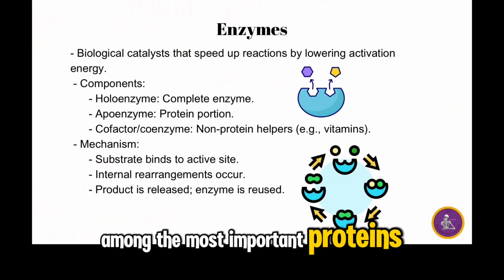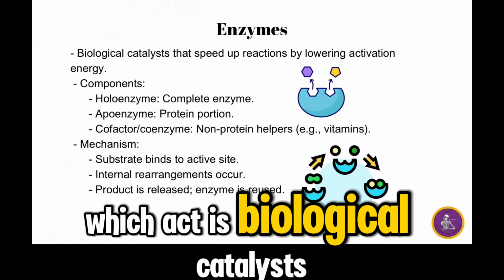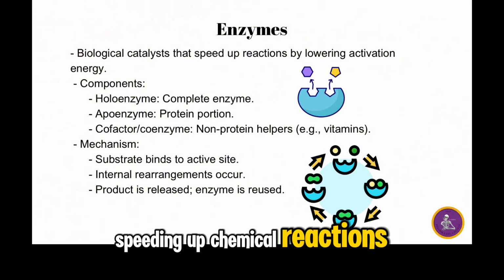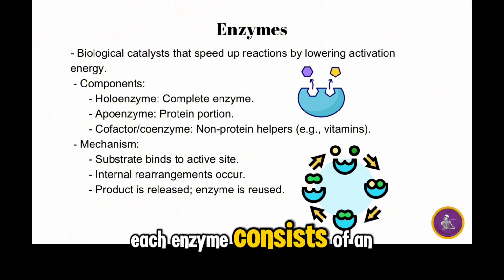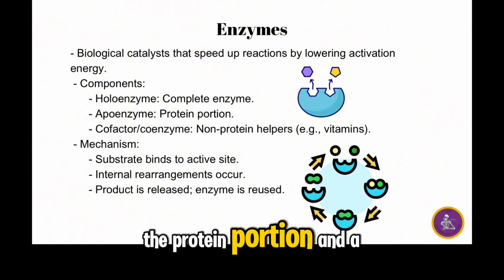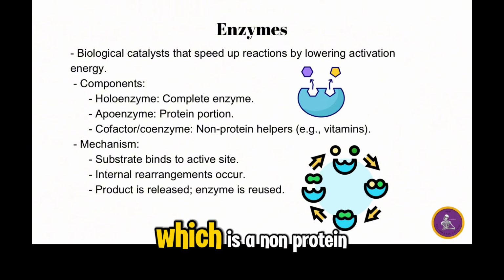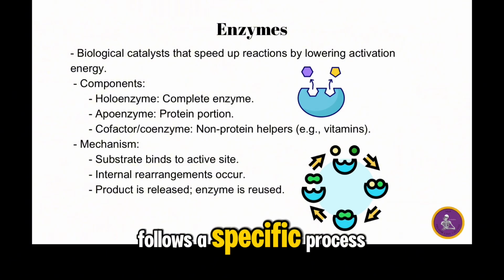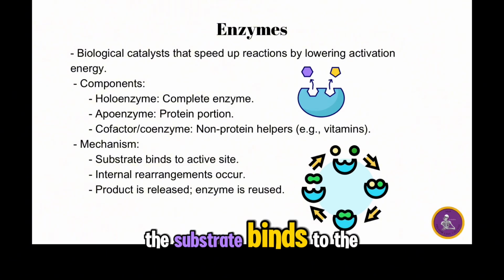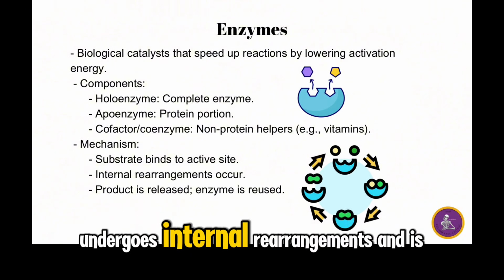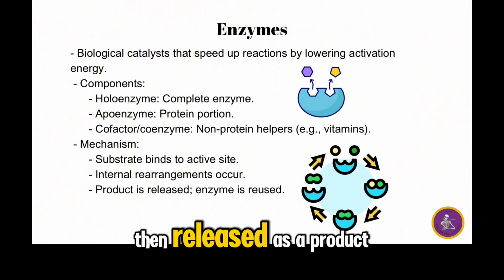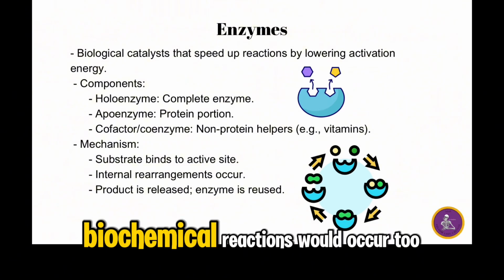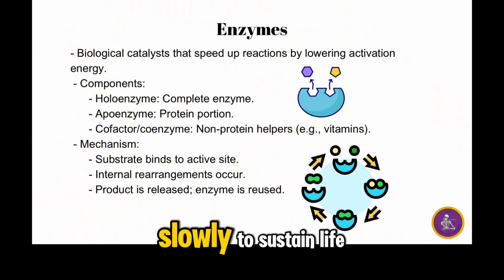Among the most important proteins are enzymes, which act as biological catalysts by lowering activation energy and speeding up chemical reactions. Each enzyme consists of an apoenzyme, the protein portion, and a cofactor or coenzyme, which is a non-protein helper, often a vitamin. Enzyme function follows a specific process. The substrate binds to the active site, undergoes internal rearrangements, and is then released as a product, allowing the enzyme to be reused. Without enzymes, biochemical reactions would occur too slowly to sustain life.